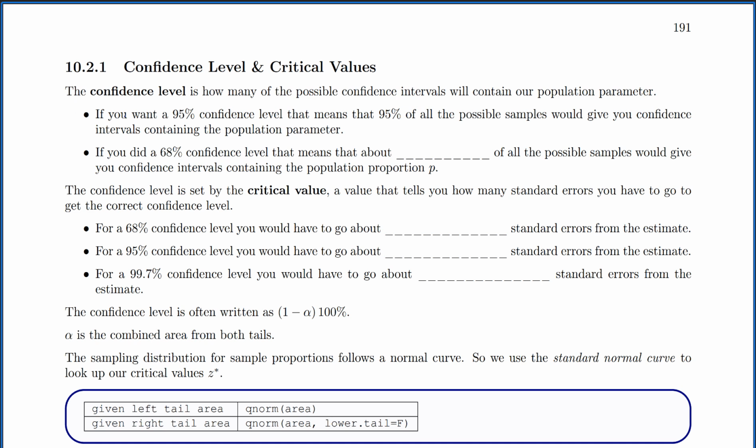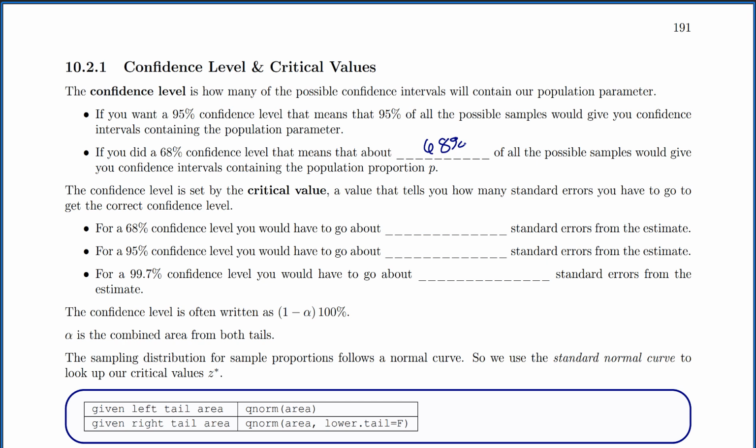So if you want a 95% confidence level, that means that 95% of all the possible samples would give you confidence intervals that contain the population parameter. So if you wanted to say a 68% confidence level, that would mean that about 68% of all the possible samples would give you confidence intervals that contain the population proportion P.